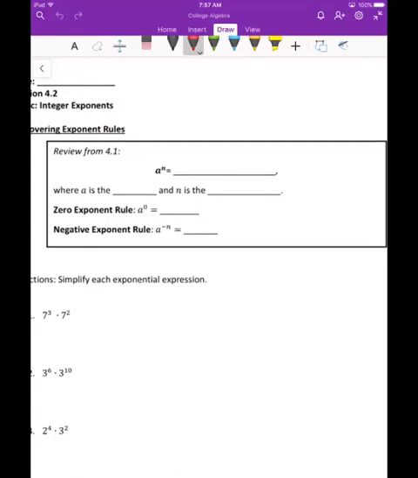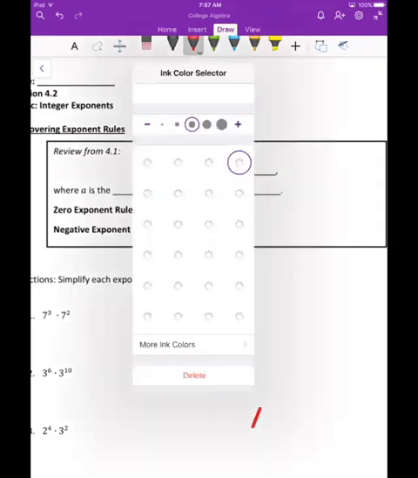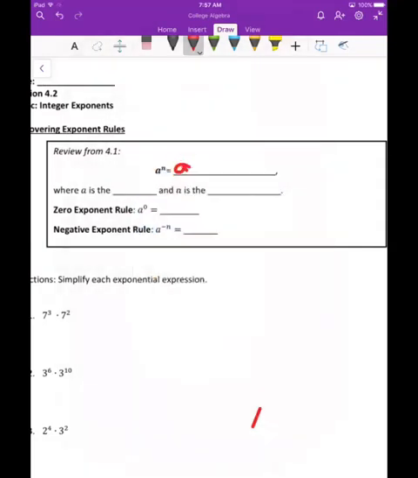So remember that an exponential term is just a multiplied times itself several times, however many times that exponent tells us. So this is a times itself n times, where a, remember from 4.1, we call the base, and n is the exponent.